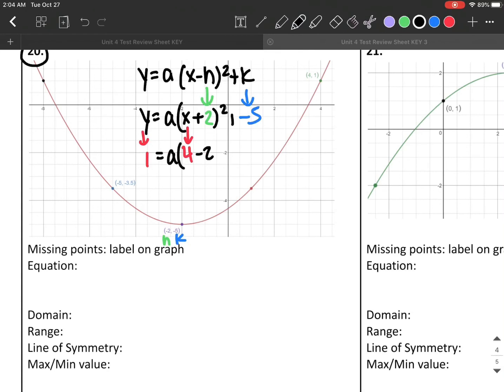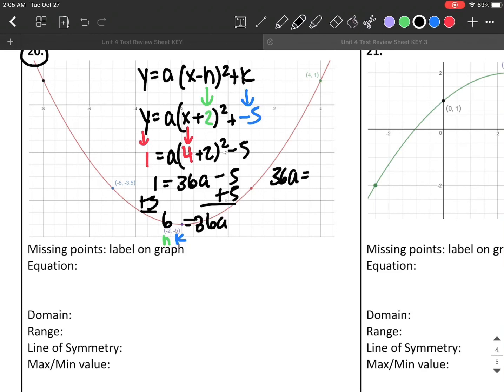I have 1 is equal to a times 4 plus 2 squared, minus 5. That was supposed to be a plus sign. I'm going to simplify. 4 plus 2 squared is... Oh, did I mess up? No, I didn't. This is 36a minus 5 is equal to 1. I'm going to add 5 on both sides, and I'm going to get 36a is equal to 6. I'm going to divide both sides by 36.